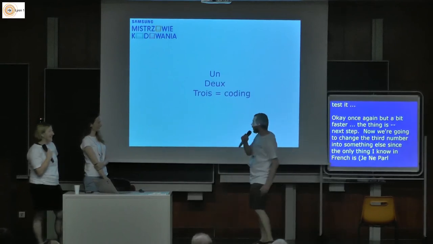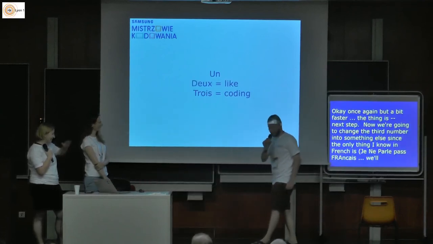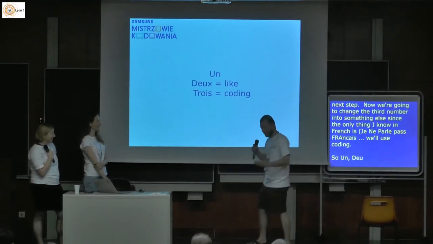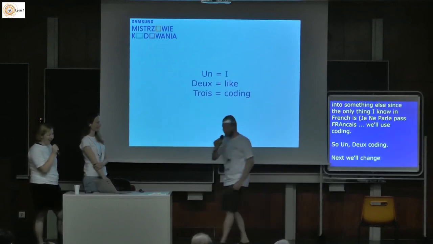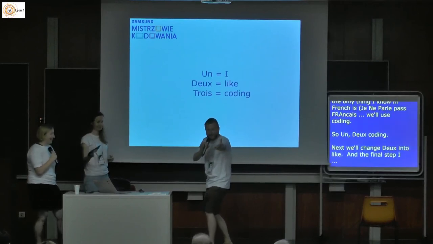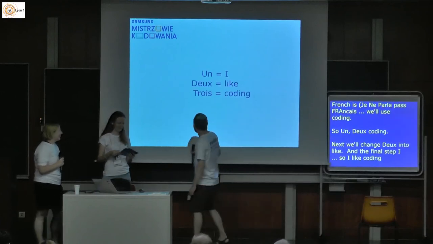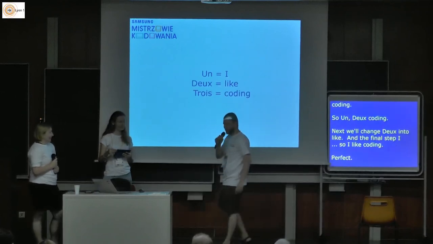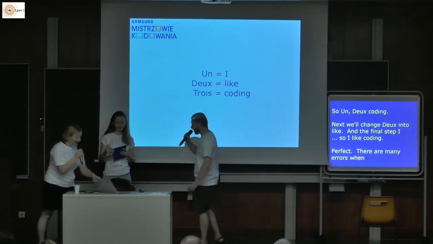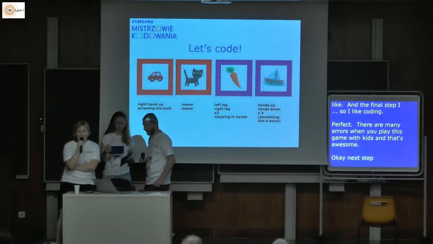Coding. Okay. Next step. We're going to change the first word into like. Coding. Great. And the final step. Last word: I. Like. Coding. Perfect. There are many errors when you play this game with kids, and that's awesome. Okay. Next step. The next game is very difficult.